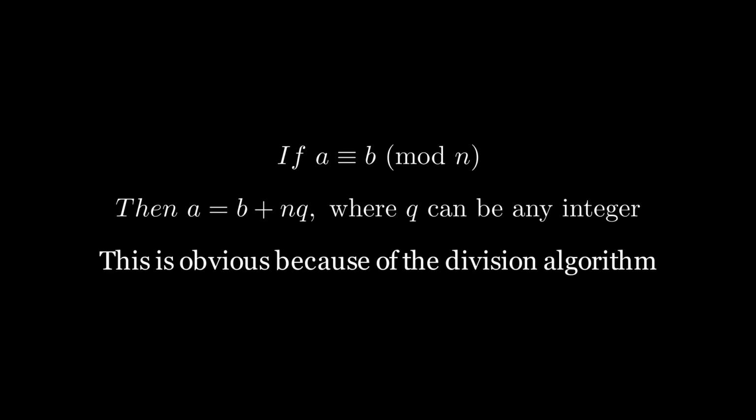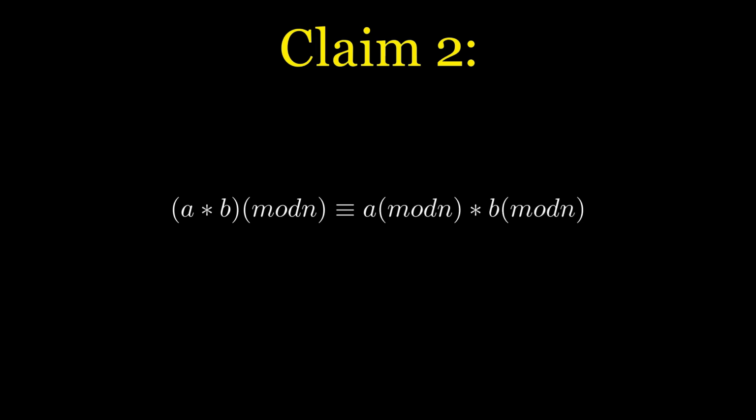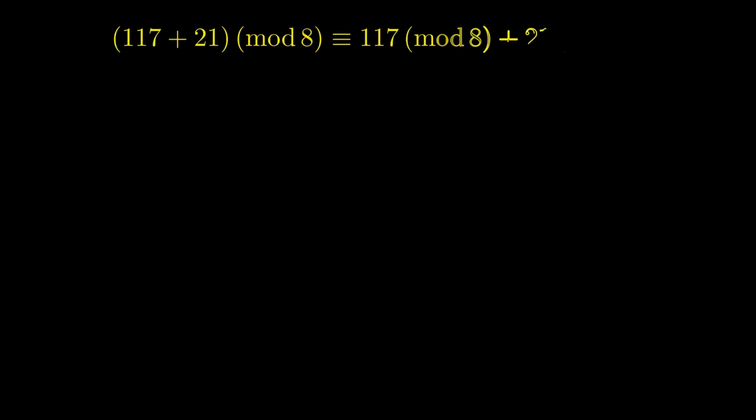Now we can make two claims and prove them easily. These claims will come in handy and play a crucial role in the future. Claim 1 says a plus b whole mod n is congruent to a mod n plus b mod n. Claim 2 says a times b whole mod n is congruent to a mod n times b mod n. So now let us look at some examples before jumping into the proof. Take a second to realize that using these two claims, all these examples do in fact check out.